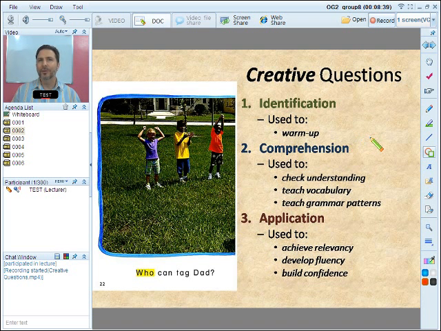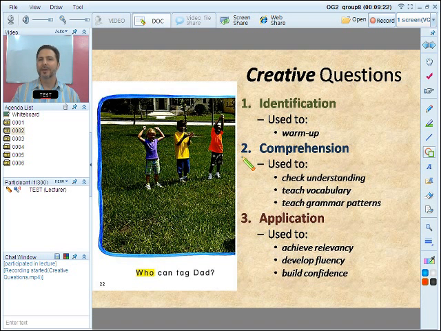Now, you can get into Bloom. I believe he has 5 or 6 levels of questions. There's no need to go that far. That's more in an educational setting. We're more into language learning, of course. And so we can boil it down to 3 types of questions. The first type is an identification type question. And that's simply used to warm up, to activate schema, to get the student's mind on the information being presented. And so it's more of a very basic level of questioning.